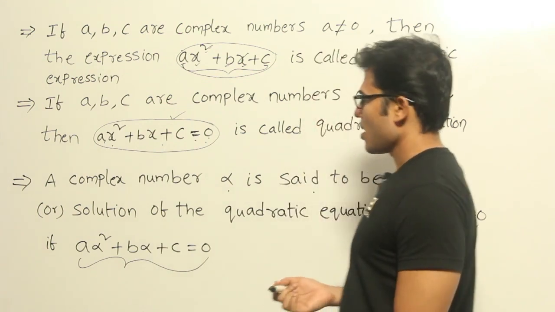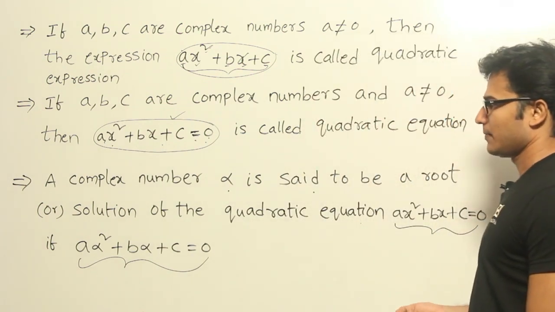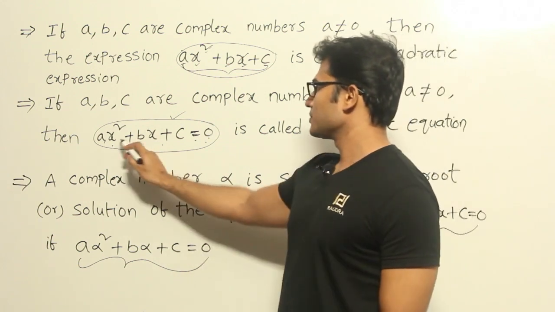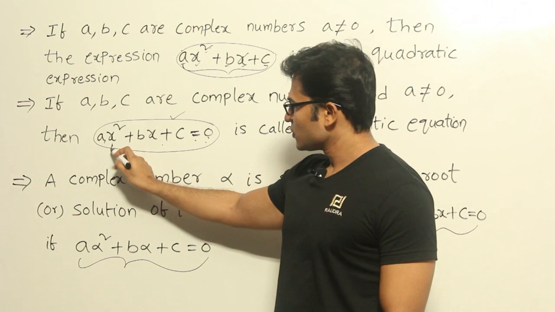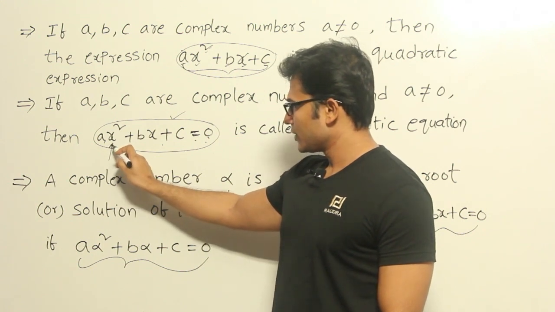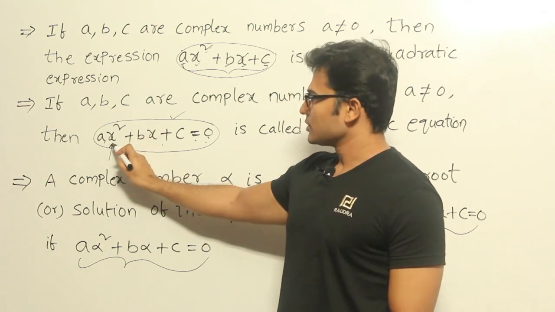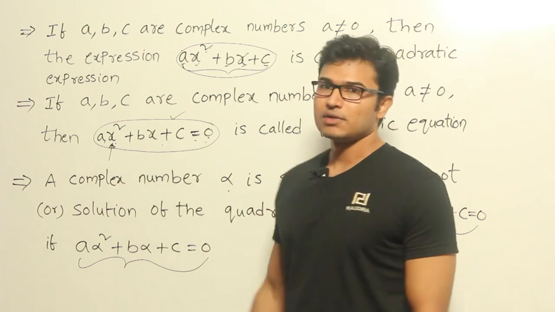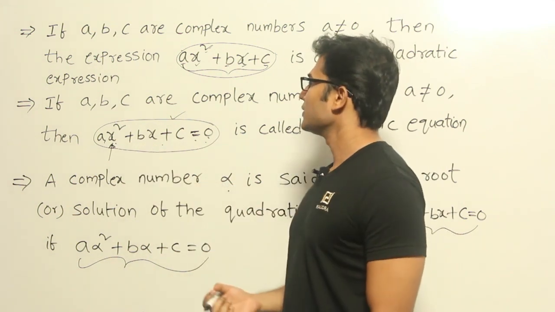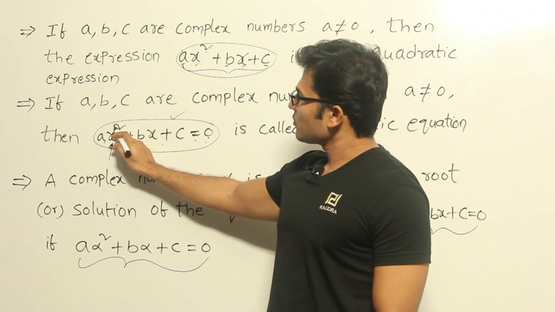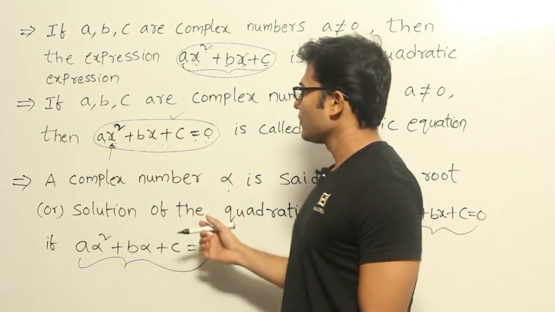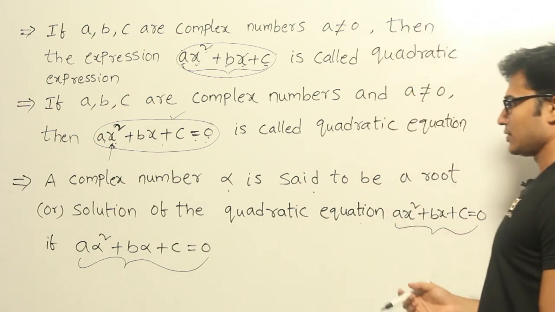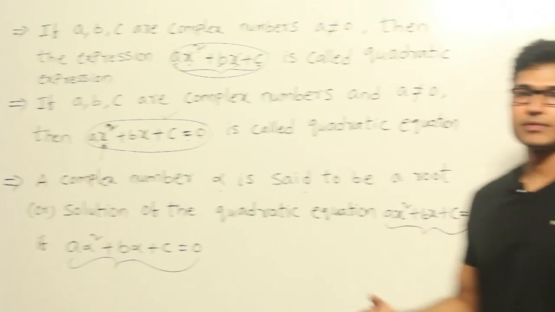Now how to find out such values of alpha? So if you have ax square plus bx plus c equal to 0, fine. Now how to find the values of x in such a way that if I substitute that value in place of x, I should satisfy this equation, right? That is called finding the roots. Now since it is a quadratic equation, we generally have two roots, okay? Now we shall see what are the various methods using which we can find out the roots. Let's see this.